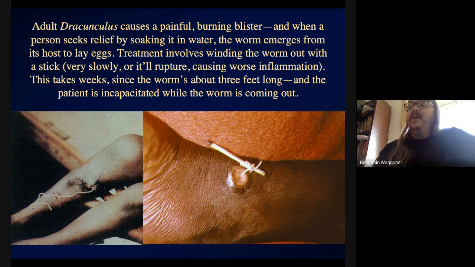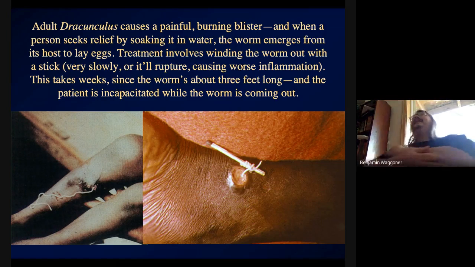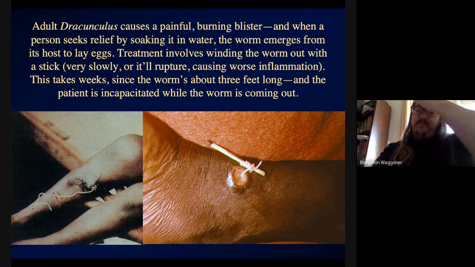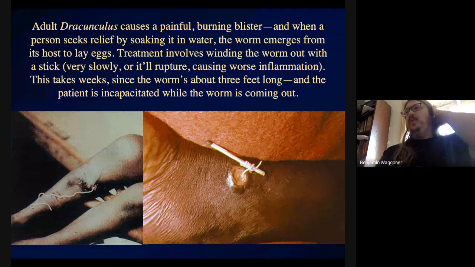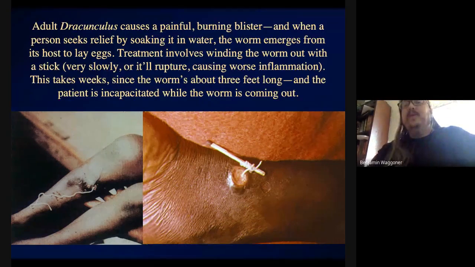While the worm is coming out of the body, the patient is pretty incapacitated, can't walk very well, can't get around very well, and may not be able to work or go to school or otherwise provide for a family. And may be subject to secondary infections if bacteria get into this ulcer.